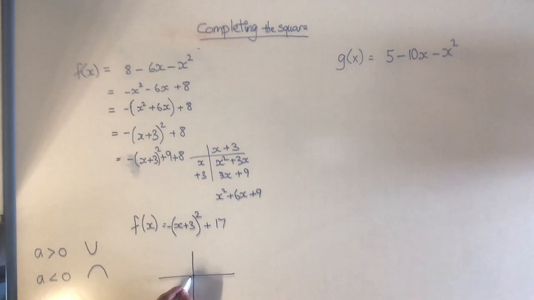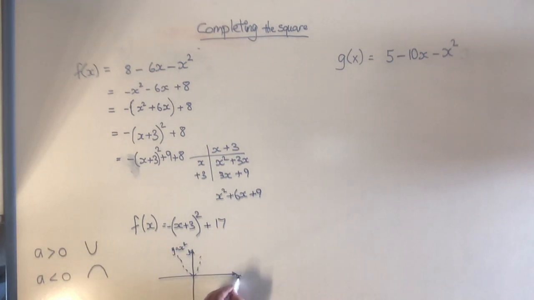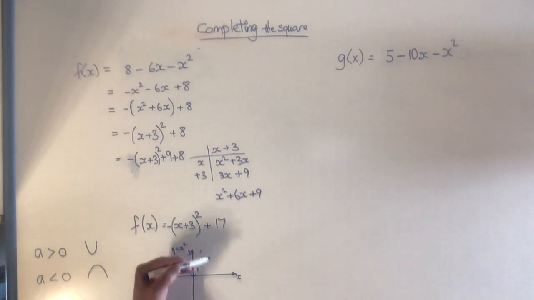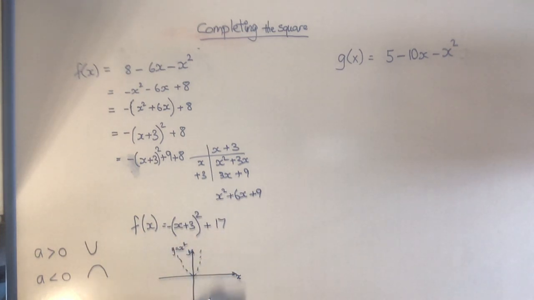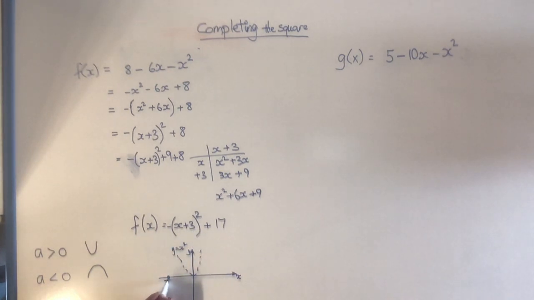So here's your standard graph. Remember y and x, that's your axes. So we've got a sad face this time. The minus tells us it's going to be a sad face. So your standard graph is going to be flipped in the x-axis. So it's going to look like that. And then the plus 3 in there is telling you it's going to move to the left. So it's going to be to minus 3 here. And it's going to go up to 17.